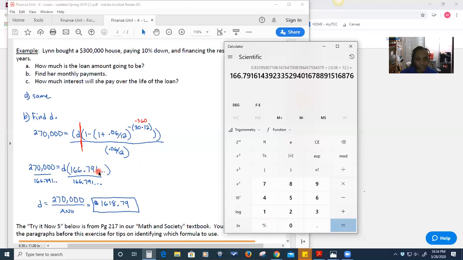So 166.791 is what we're dividing by, but you don't have that answer key. So instead of dividing, you take the reciprocal and multiply. So here's your reciprocal key, the 1 over x key. So take the reciprocal and multiply. Reciprocal times 270,000 equals, and there's your 1618.79.